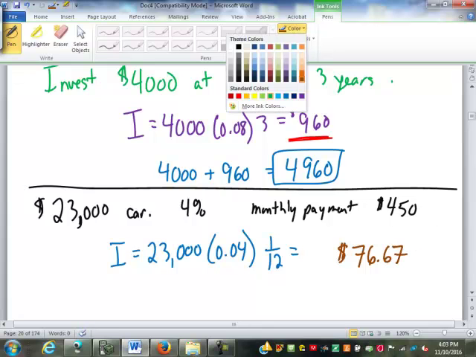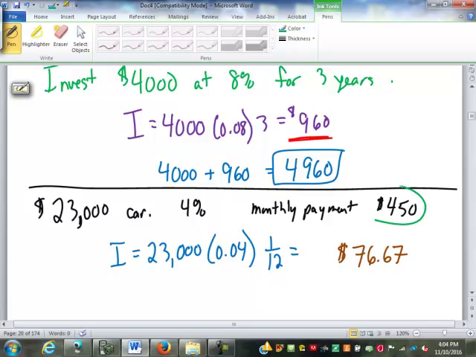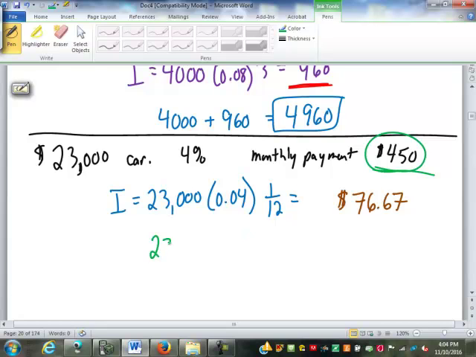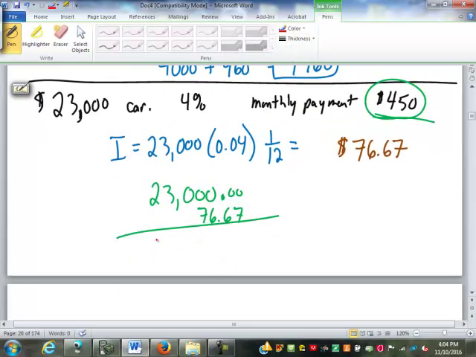So what happens is before they accept your payment of $450 and apply it to the account, they figure out the interest. So you got your $23,000 plus $76.67. So your balance before you make the payment is $23,076.67.